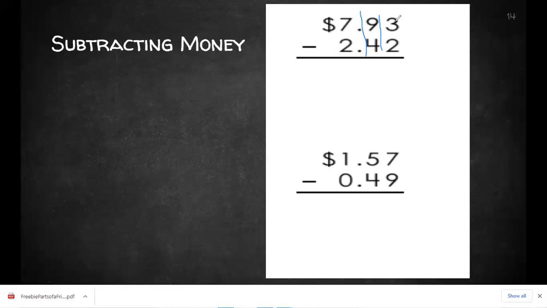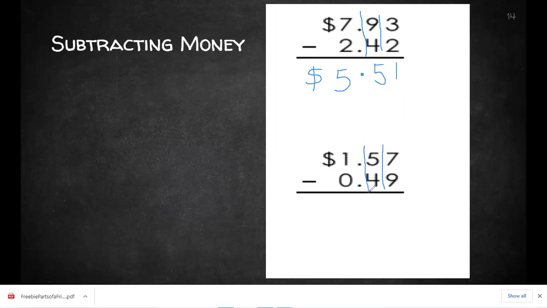All right, friends, so what is 3 subtracted from 2? Right, it's 1. And what is 9 subtracted from 4? Right, it's 5. What is 7 subtracted from 2? It is 5. So that means our answer would be $5.51. Now let's go to our second example.